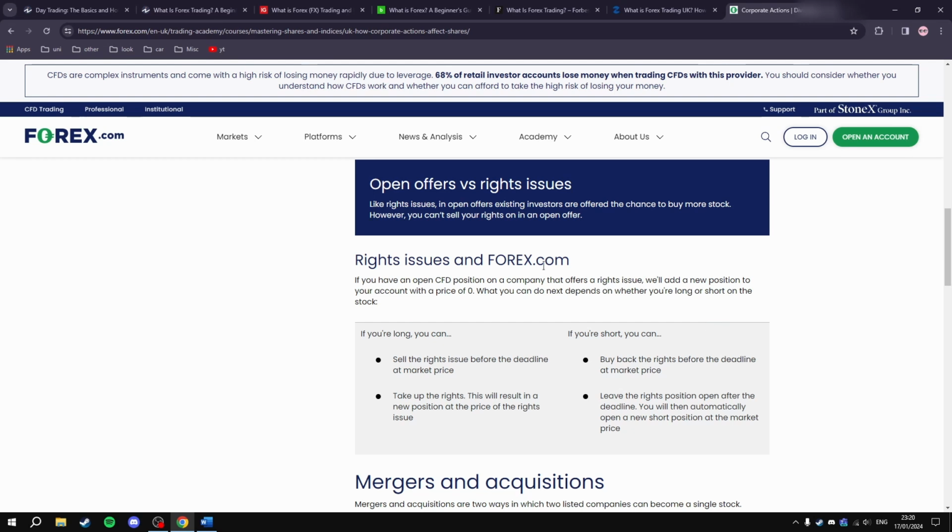If you're buying or going long, you can sell the rights issue before the deadline at the market price, or take up the rights. This will result in a new position at the price of the rights issue. If you're short, buy back the rights before the deadline at market price. Leave the rights position open after the deadline, and you will then automatically open a new short position at the market price.